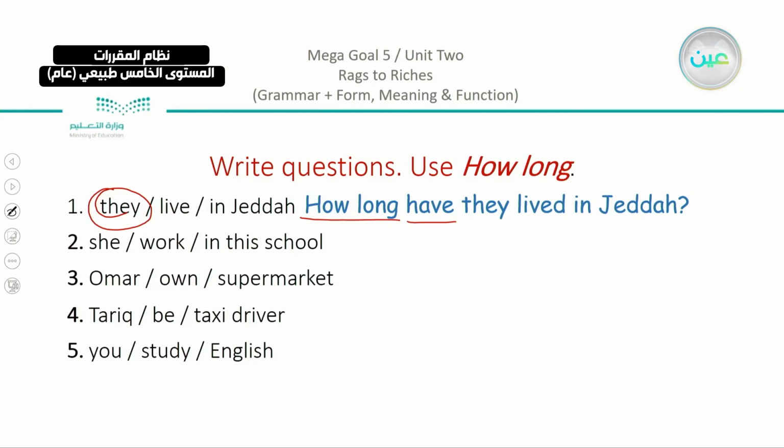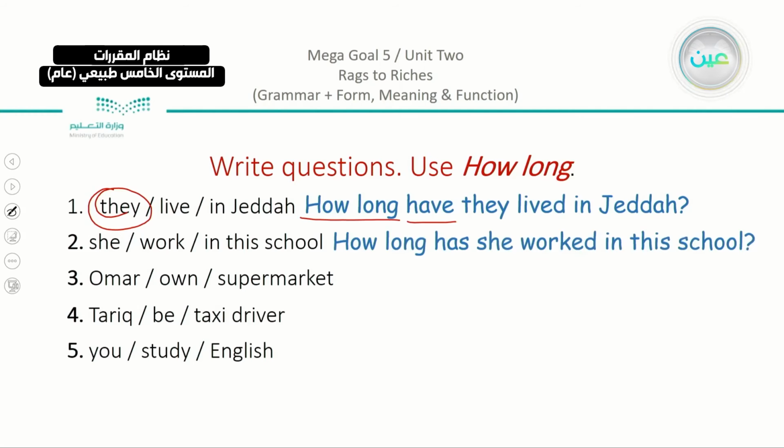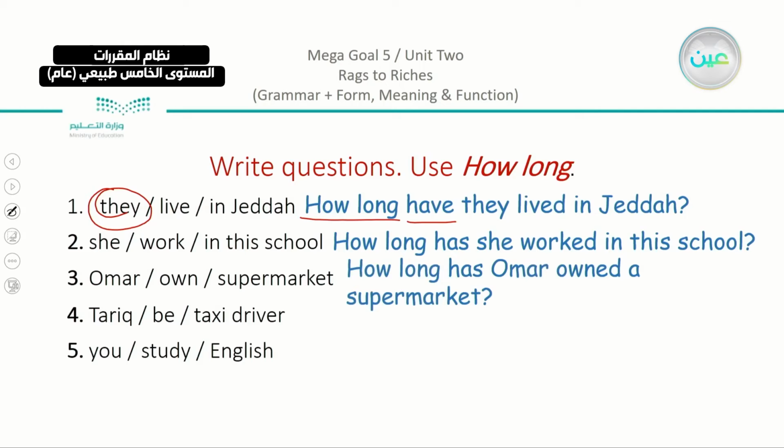The second one, she. She is singular. So am I going to use either have or has? We have here has, of course. So we have how long has she worked in the school? Umar is singular. How long has Umar owned a supermarket? Tariq, be taxi driver. So we have here, how long has Tariq been a taxi driver?